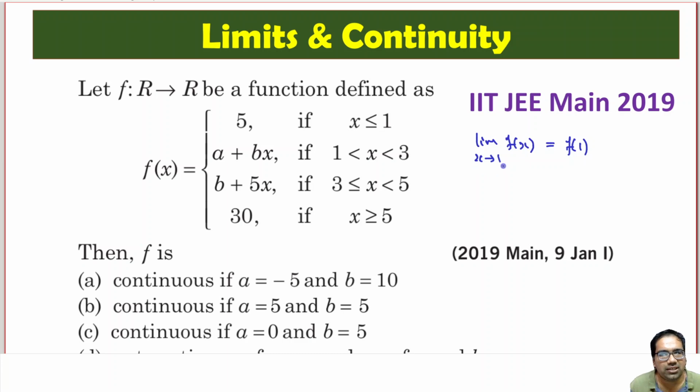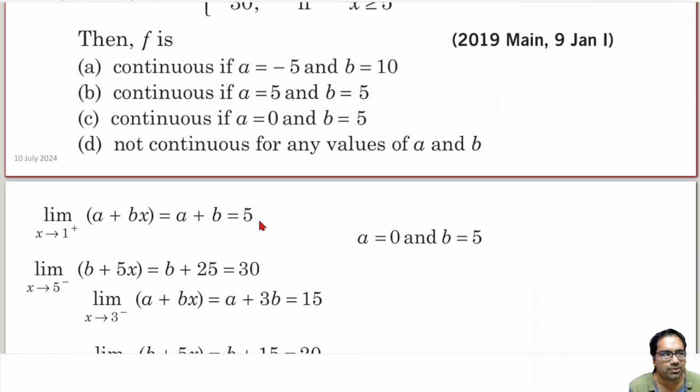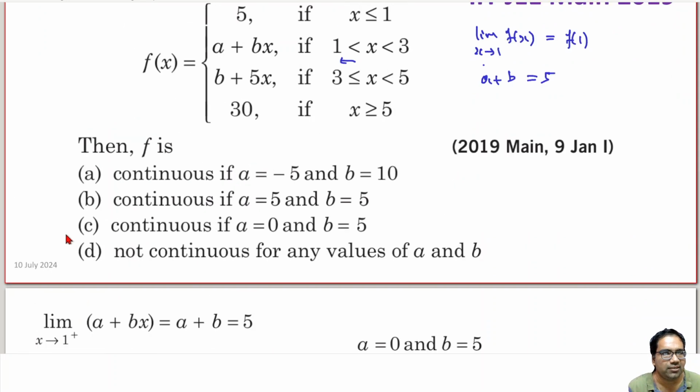Right, and what is the limit as x tends to 1? The left hand limit and the value of the function are anyway 5. What about the right hand limit? It is a plus b into 1, since we are approaching 1 from the right hand side. So a plus b should be equal to 5. Right, so that is this one.